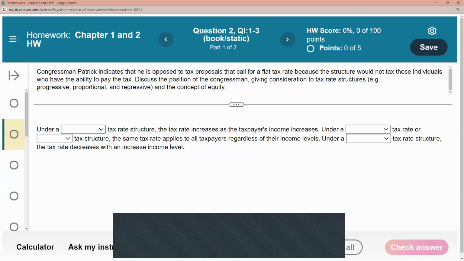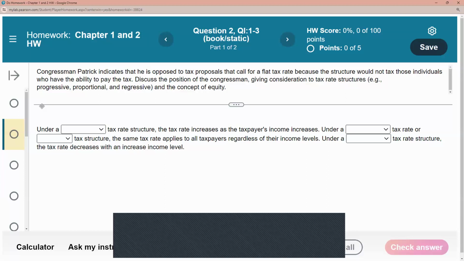So it states, Congressman Patrick indicates that he is opposed to tax proposals that call for a flat tax rate because the structure would not tax those individuals who have the ability to pay. Discuss the position of the congressman giving consideration to the tax rate structures, progressive, proportional, and regressive in the concept of equity.